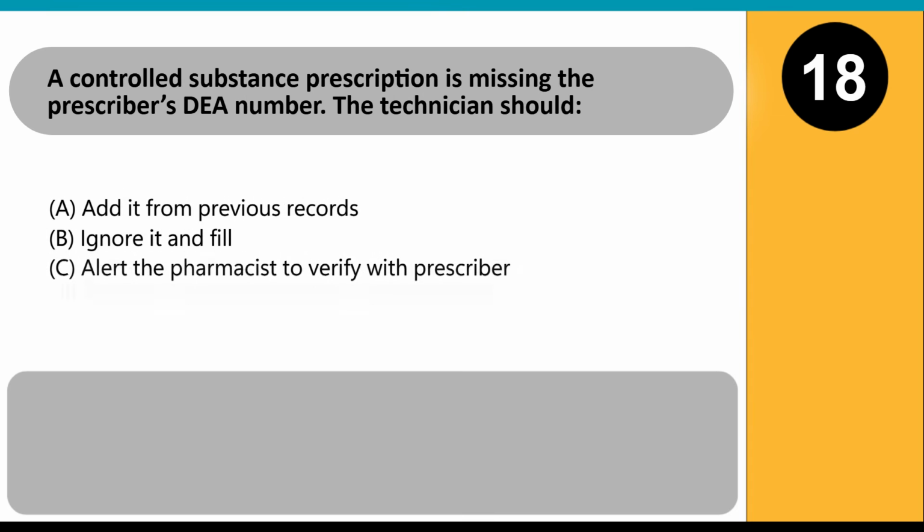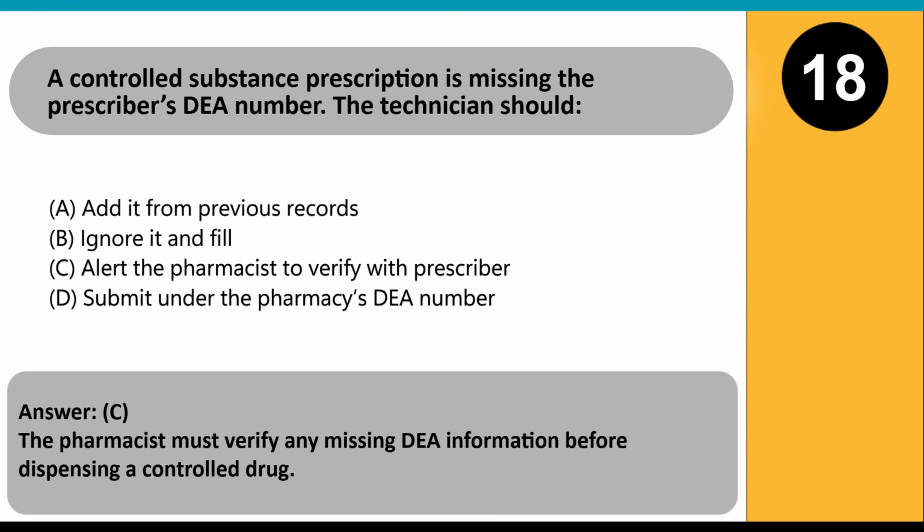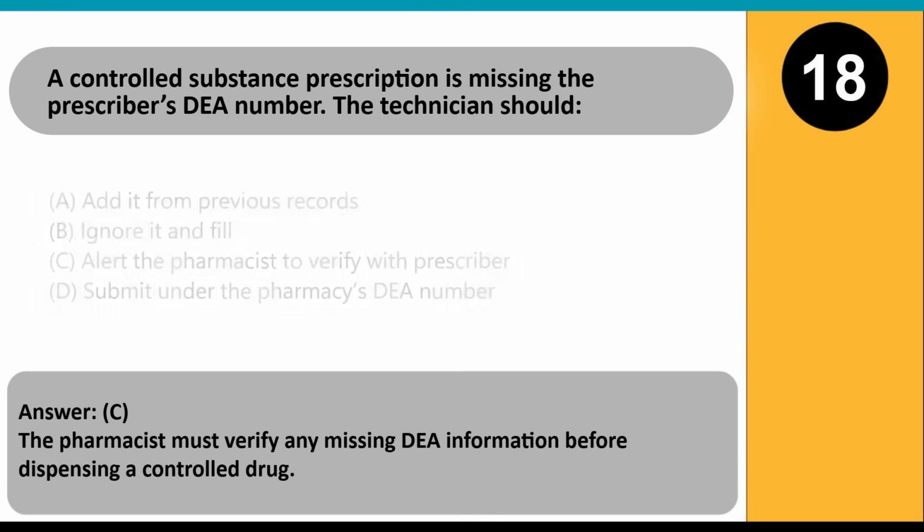A controlled substance prescription is missing the prescriber's DEA number. The technician should: A. Add it from previous records. B. Ignore it and fill. C. Alert the pharmacist to verify with prescriber. D. Submit under the pharmacy's DEA number. Answer: C. The pharmacist must verify any missing DEA information before dispensing a controlled drug.